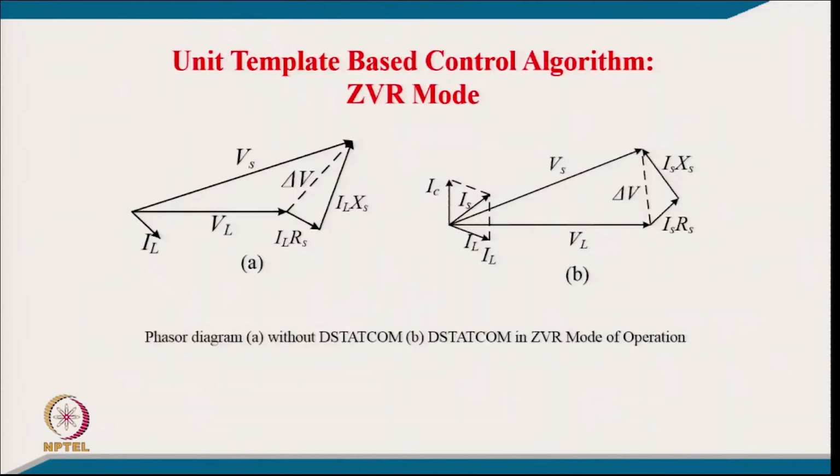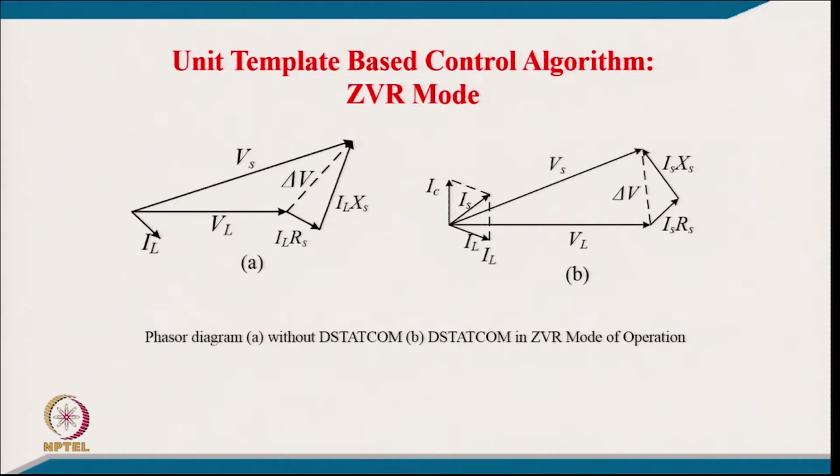Now, to explain the typical difference between the two cases, D STATCOM in ZVR mode, that is, without D STATCOM or with D STATCOM. This is the normal case, a typical example where we have a load voltage, a load current, and a resistance drop of the feeder impedance, which we discussed in earlier examples, and then a reactance drop which is 90 degrees from the load current, and then comes the net supply current. Supply current in most cases, because the source impedance is inductive in nature and the load has a lagging power factor.